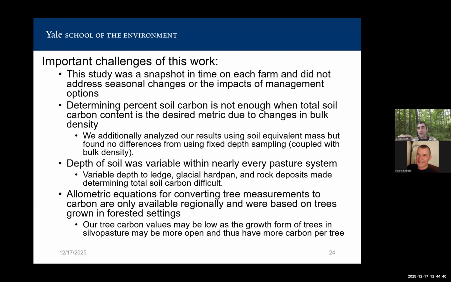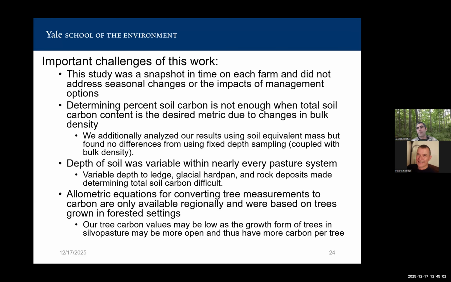Our tree carbon values may actually be lower than the actual carbon content of those trees, because trees in agroforestry systems are more open grown and therefore likely have more carbon per tree diameter class than you would find in a straight, tall, forest grown tree that these allometric equations were based on.